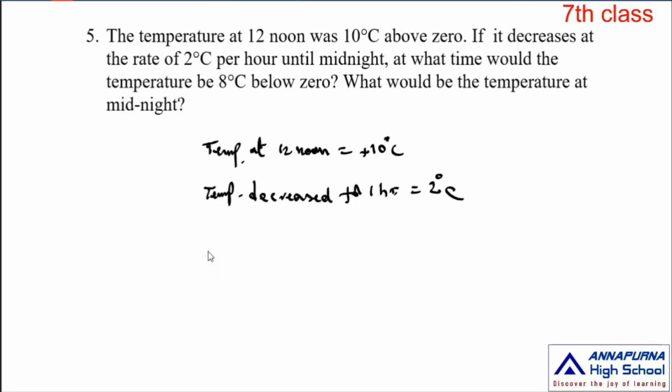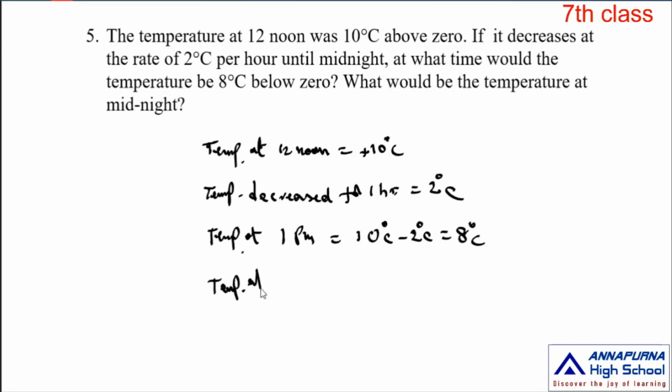That means 12 noon is this much, and you write the temperature at 12 noon, after that we will get 1 p.m. Temperature at 1 p.m. is equal to, the temperature of 12 noon is 10 degrees. Therefore, at 1 p.m. it is decreased by 2 degrees. That means 10 degrees centigrade minus 2, which is equal to 8 degrees centigrade. So this is the temperature at 1 p.m. Now, temperature at next hour 2 p.m.